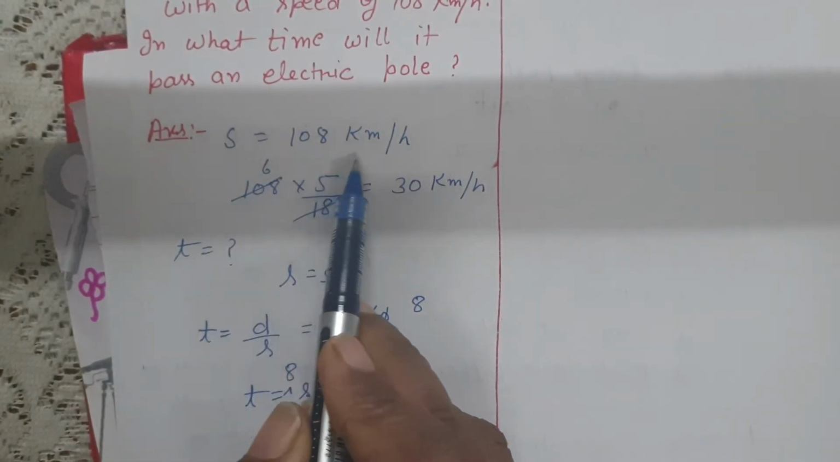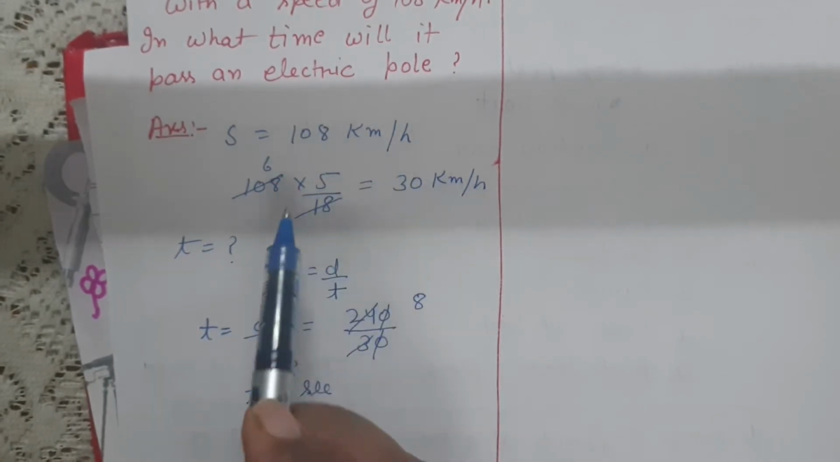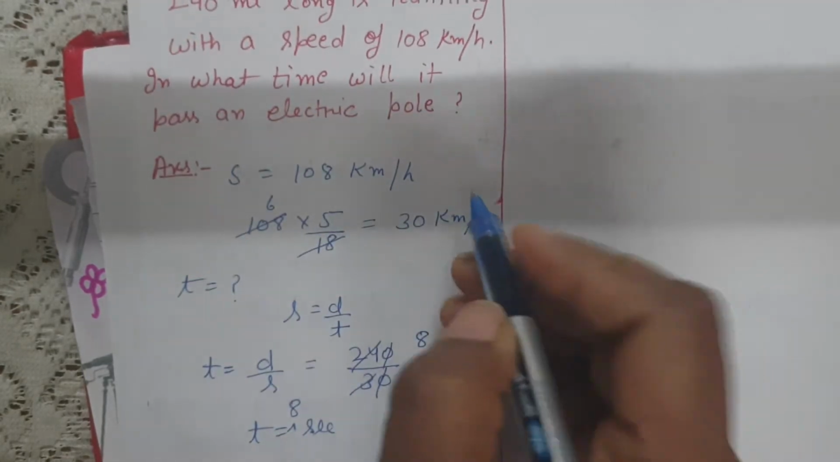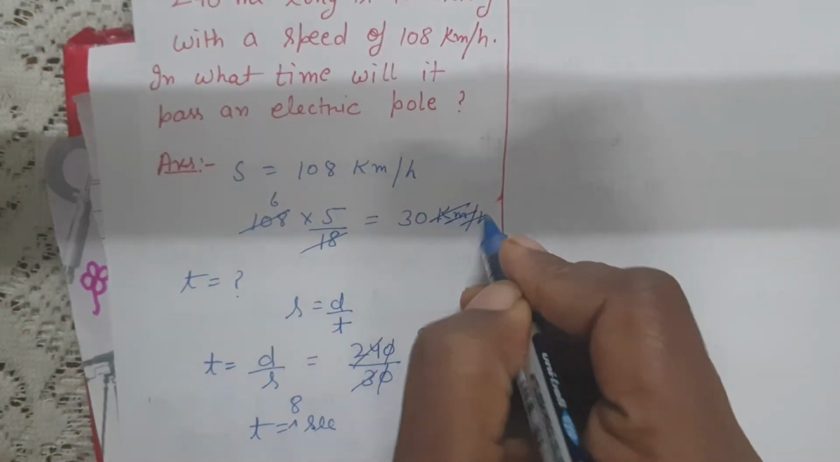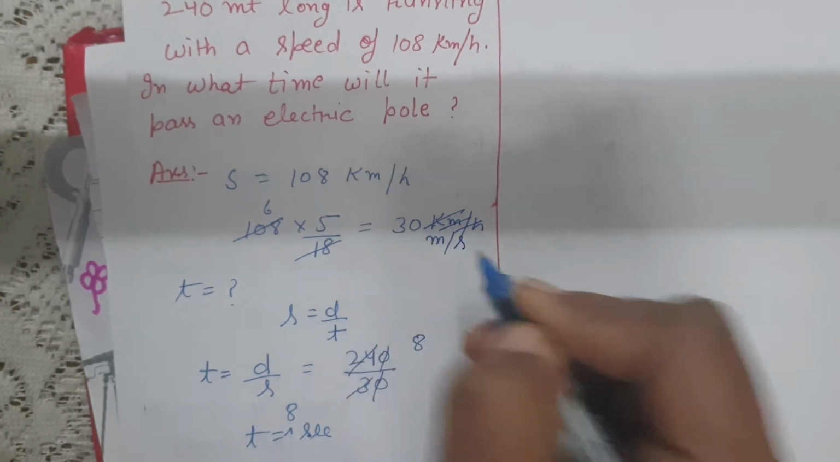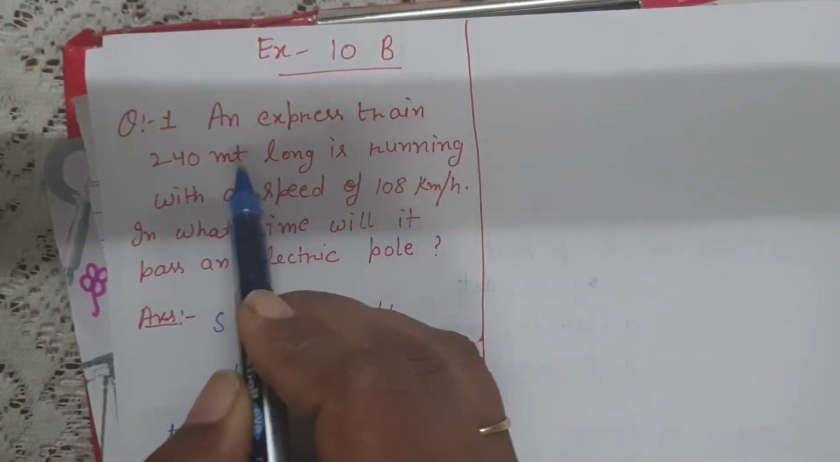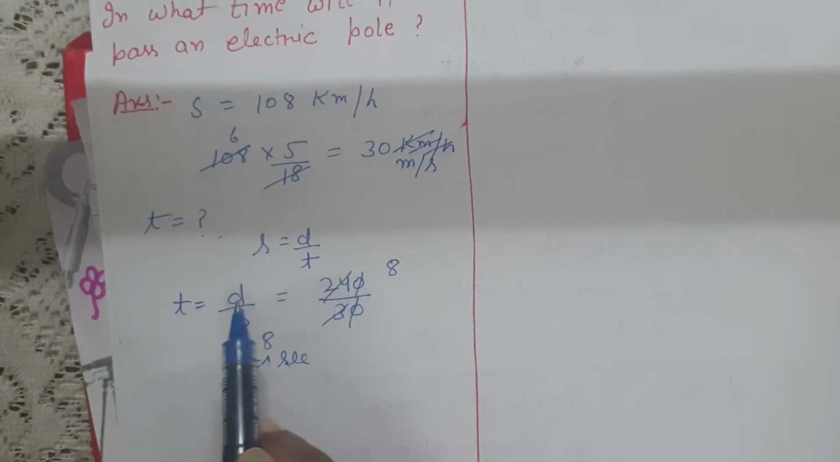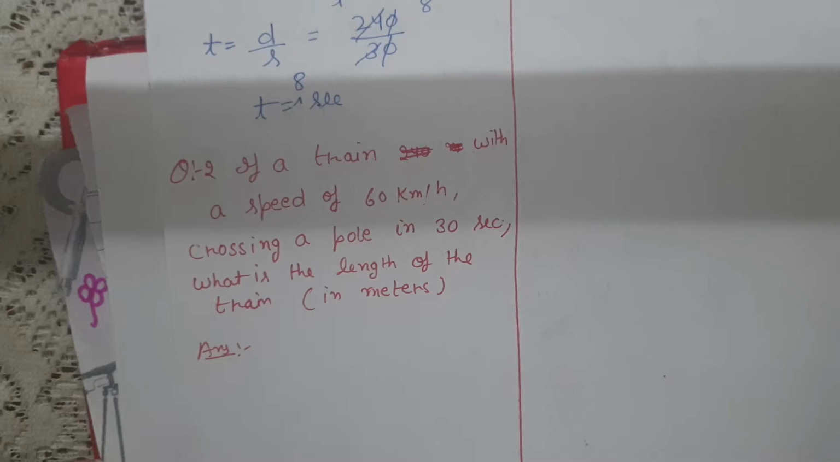Look at this. Speed is 108 kilometer per hour. First of all, we will convert kilometer per hour into meter per second, so we will multiply with 5 upon 18. Then the speed is 30 meter per second. And now we have to find t. After that, we know an express train of this length is running with the speed of this. So the distance is 240 meter, and now we will apply the formula t equals d upon s, so 240 upon 30, and the answer is t equals 8 second.